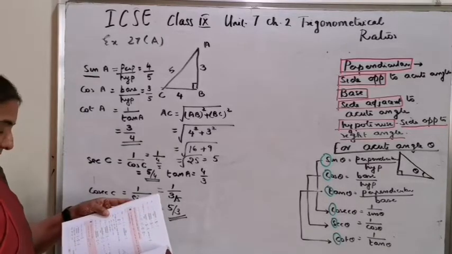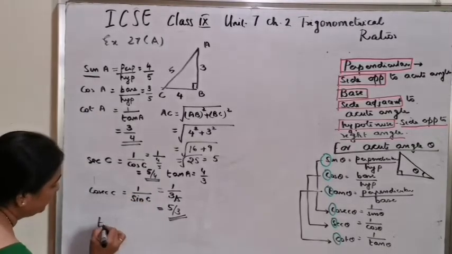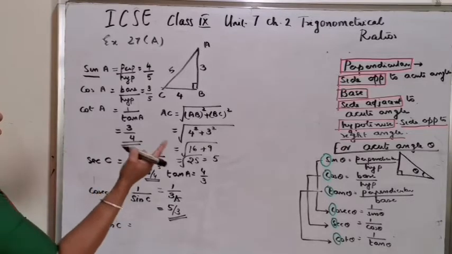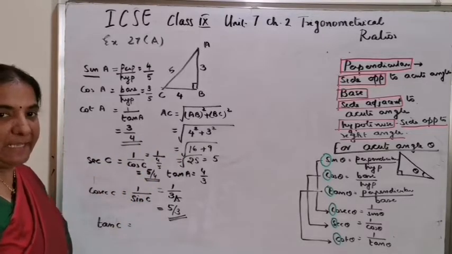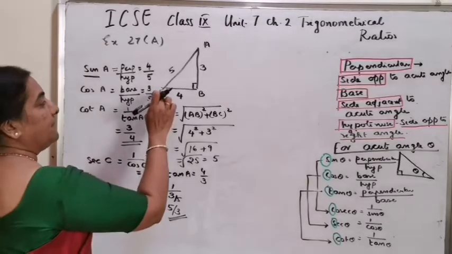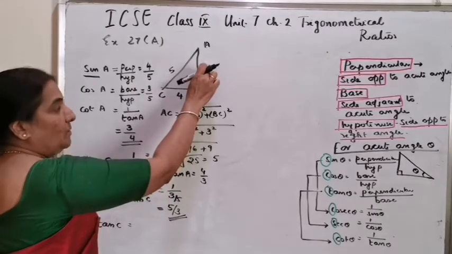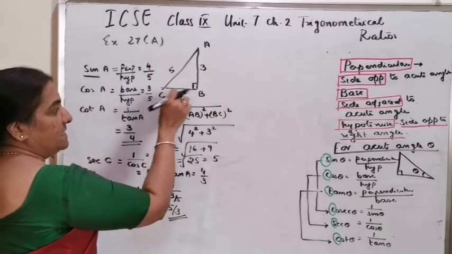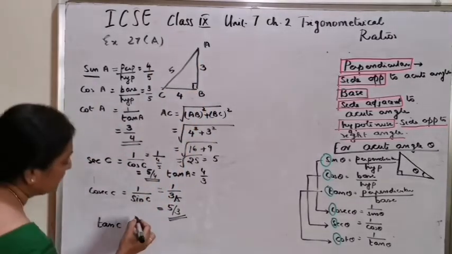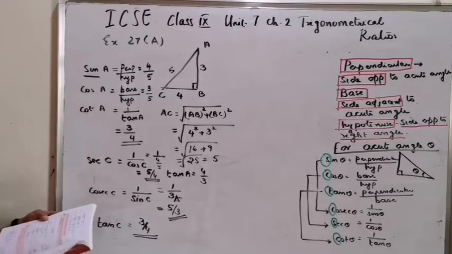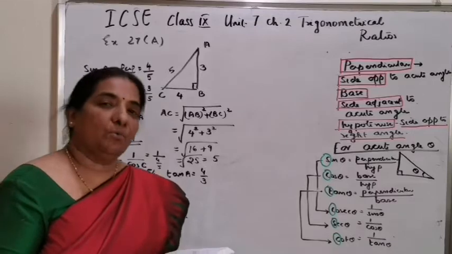Then the third one is tan C. Tan C, the ratio is always perpendicular by base. Which is the side perpendicular to C? What's the meaning of perpendicular? Opposite side. What's the meaning of base? It is the adjacent side. So it is 3 by 4. That is question number 1.